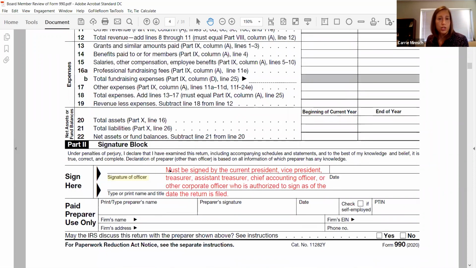The next section in part 2 is the signature block. You want to make sure that your 990 is signed by the proper person. It must be signed by the current president, vice president, treasurer, assistant treasurer, some officer of the organization who is authorized to sign as of the date the return is filed. So this individual signing the return may not have been an officer during the year that the return is covering, but it is important that they are currently an officer. So usually that's the executive director, the CEO, or a board officer, the board chair, treasurer, someone like that.